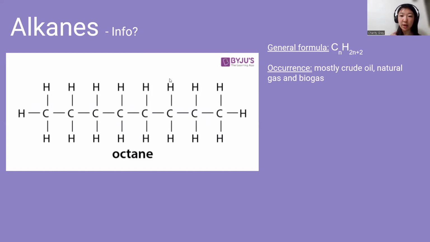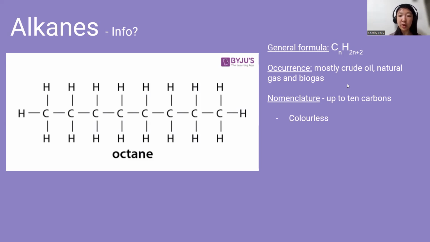And so alkanes mostly occur in crude oil, natural gas, and biogas. This will also often be tested on the KCSE. You want to know where alkanes come from. Nomenclature: you want to know alkanes and their names from 1 carbon up to 10 carbons. So you will be learning anything from n equals 1 to n equals 10. So all of this is testable material.